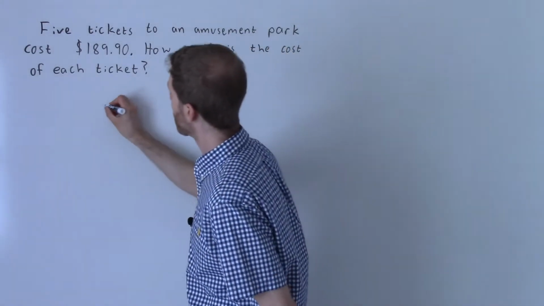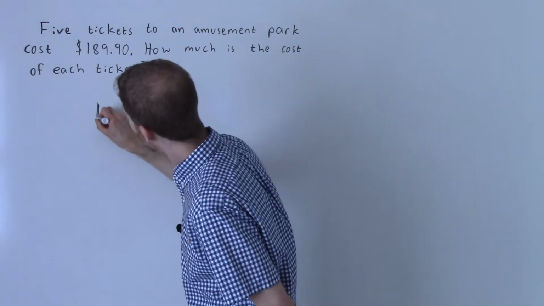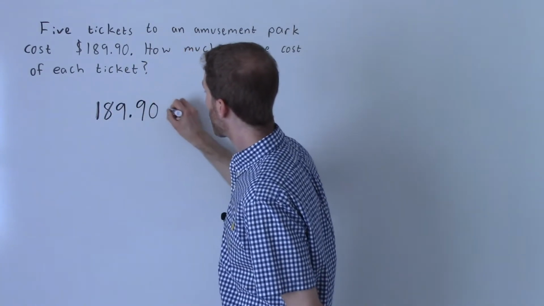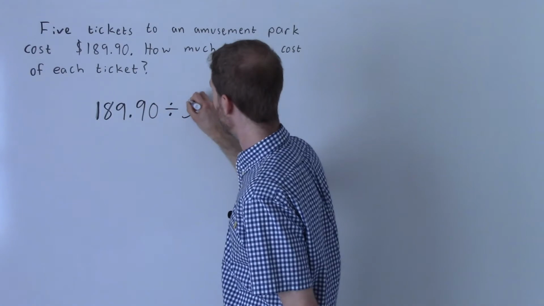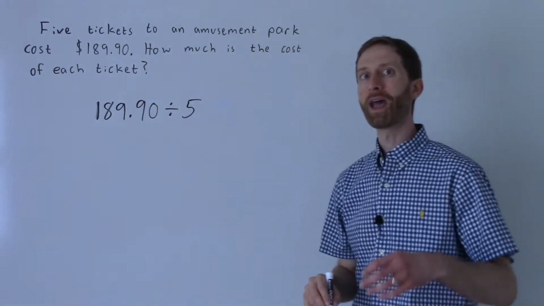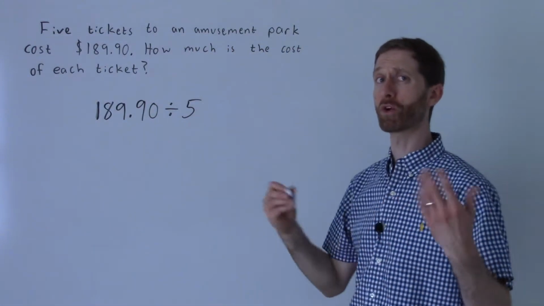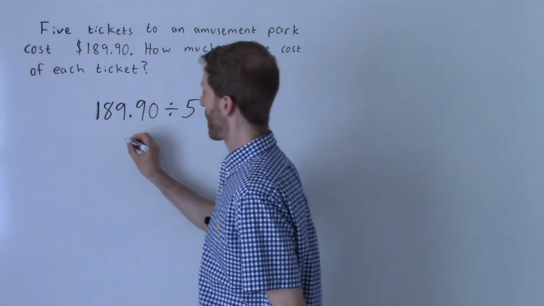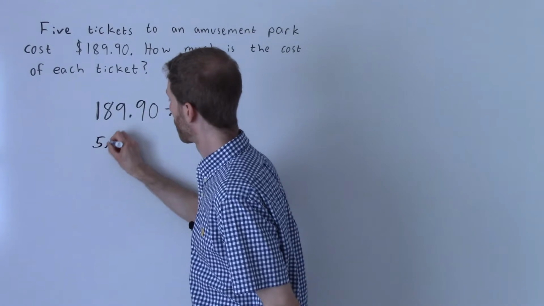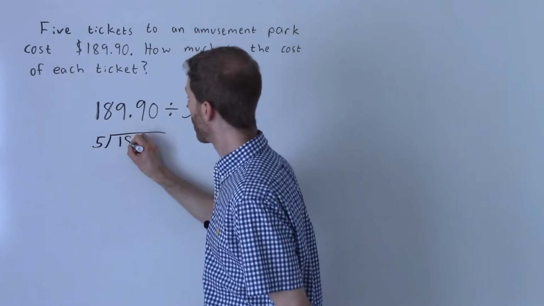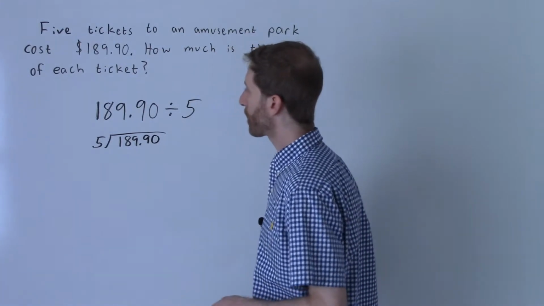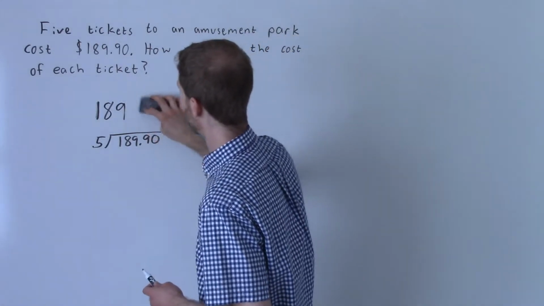So how do I do that mathematically? Well, I take 189.90 and I divide that by 5. Now, how do we do this out mathematically? Because now the word problem has been translated. We want to focus on the math. Well, to do this one out mathematically, I take 5 and I divide it into 189.90. And as far as a process goes, and I'll erase this so we have a little more space.